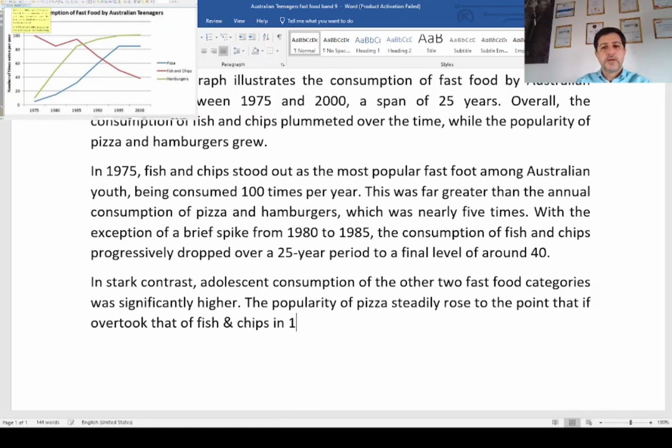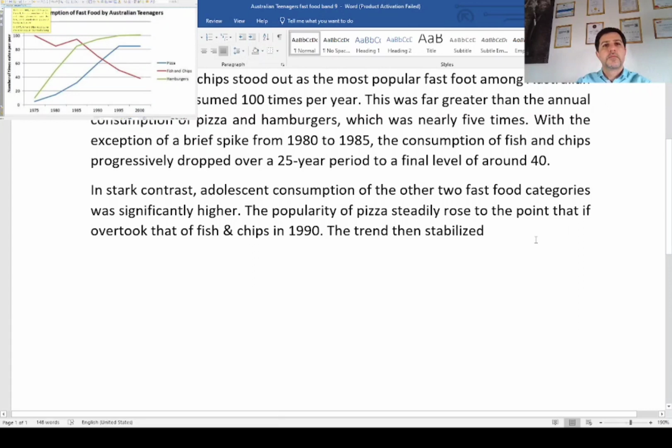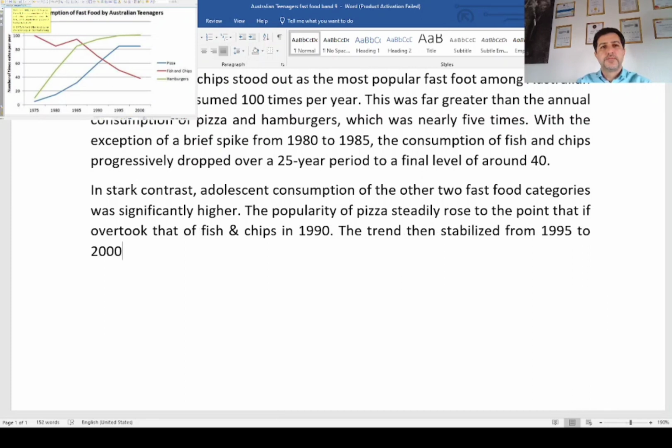In 1990, okay, as you know, overtaking means going further than the amount of the other one. So the trend then stabilized from 1995 to 2000. I'm not done yet. I'm going to continue.